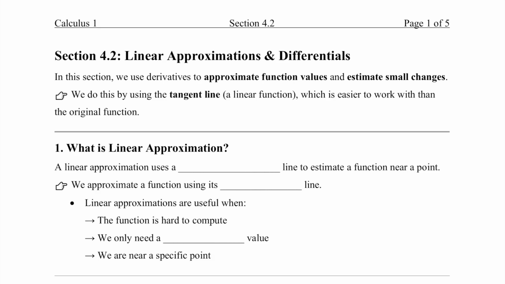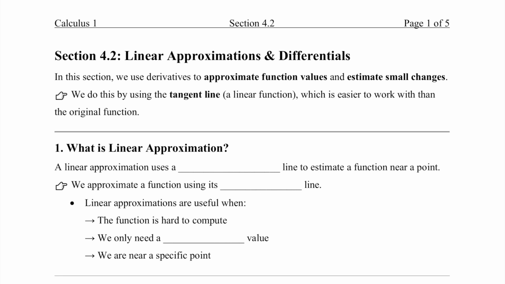Now, why would we want to do that? Well, sometimes a function is complicated and plugging numbers into it is hard or messy. So instead, we use something much simpler, a line. What we do is use the tangent line. This is the line that touches the curve at one point and has the same slope as the function at that point. Because a line is much easier to work with than a complicated function, we can use that line to approximate the function near that point.